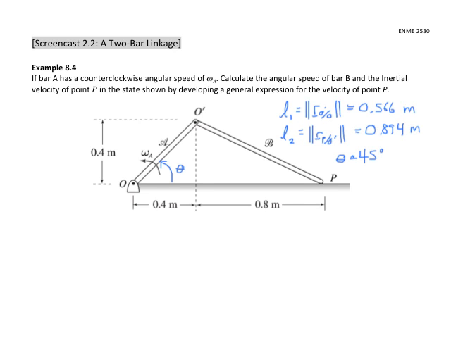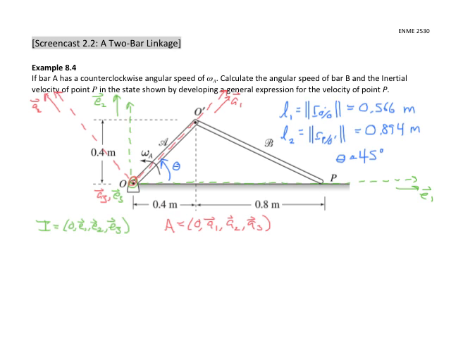The first reference frame is the inertial reference frame, and we define it as E1, E2, and E3 with an origin of O. E1 is defined as along O, O prime when theta is equal to 0, E3 is out of the plane, and then E2 is the cross product of E3 and E1. Our second reference frame, A, is attached to bar A, and so A1 is along O, O prime, A3 is equivalent to E3, and then A2 is the cross product of A3 and A1.